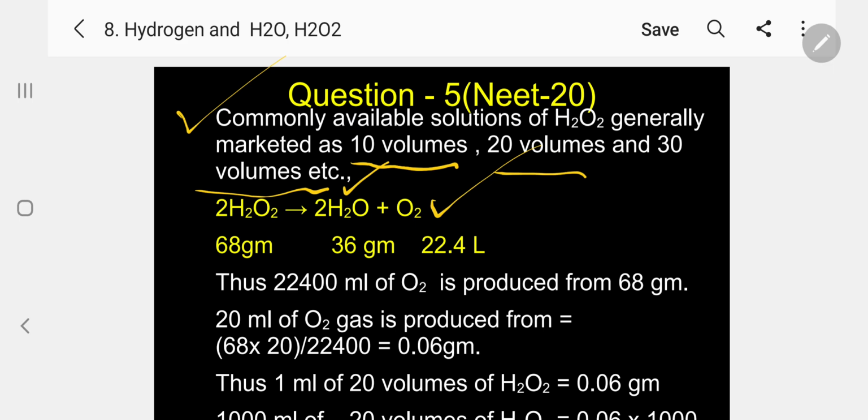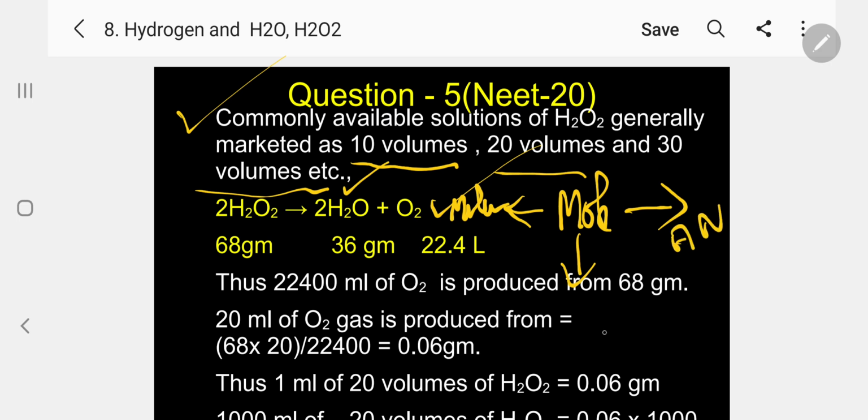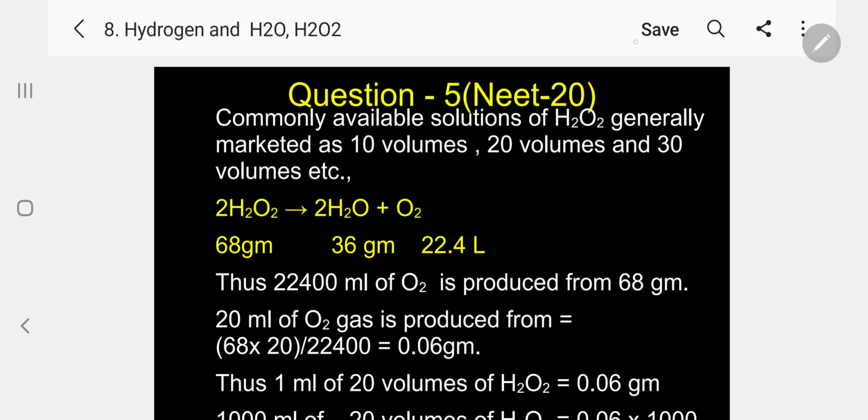According to the mole concept, a mole can be expressed in 3 ways. If it is mass, it is the molar mass. If it is particles, it is the Avogadro number. If it is a gas, it is the volume, 22.4 liters. This is the important information of the mole concept, and I can apply it here.